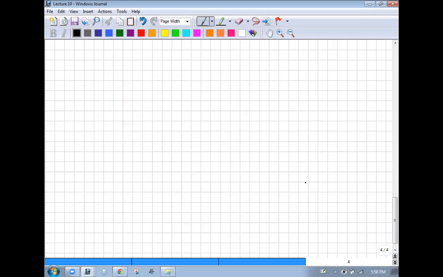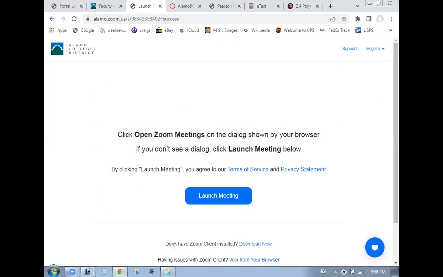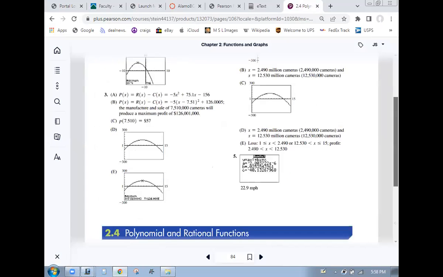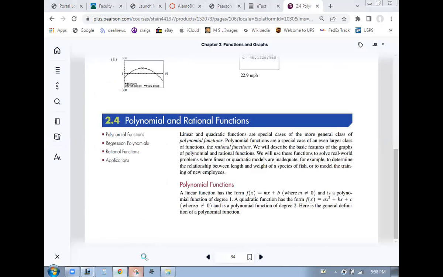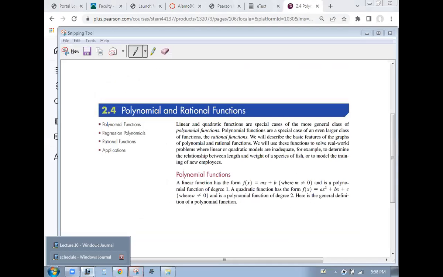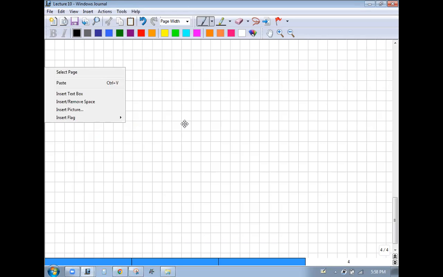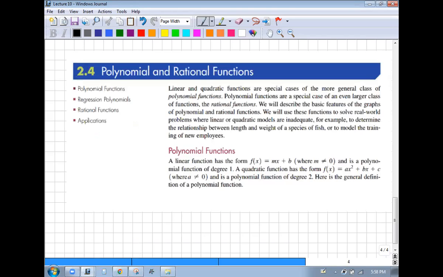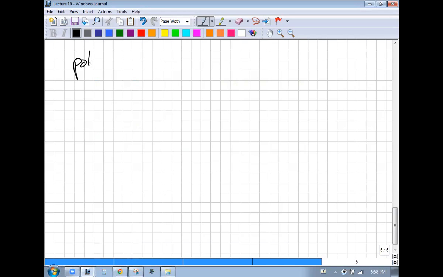All right, so let's see, we are in section 2.4, I think, right? The last one we just did was 2.3. Let's knock out 2.4 here. Polynomial and rational functions. All right, polynomials. There we go. Here's some examples.